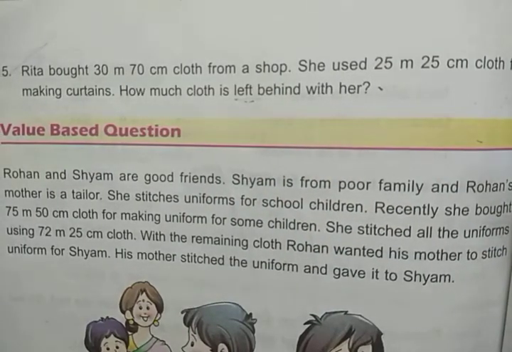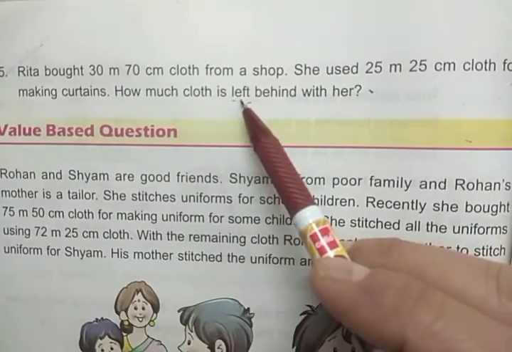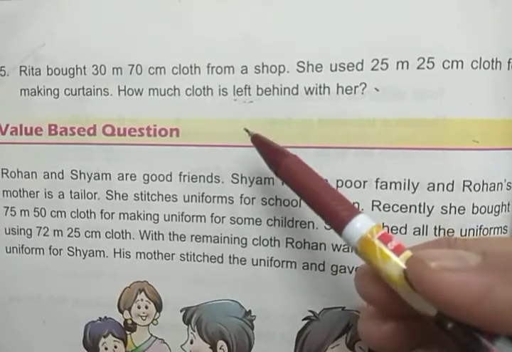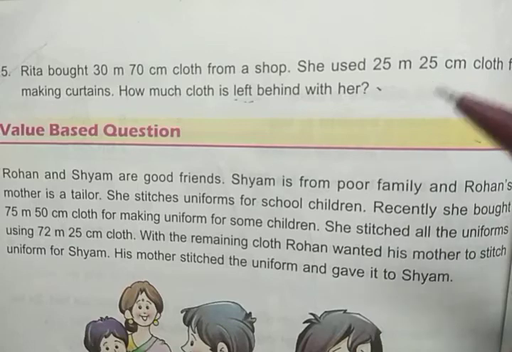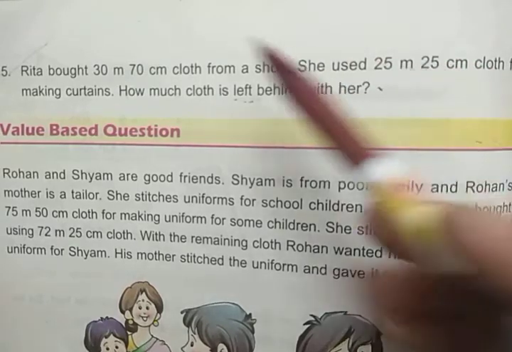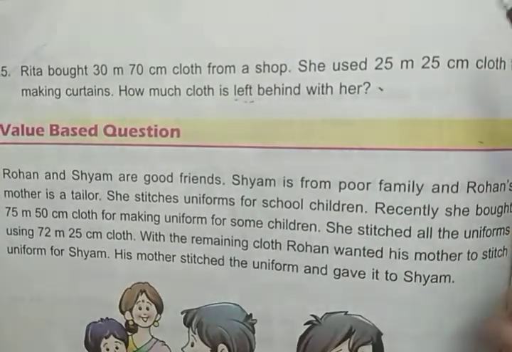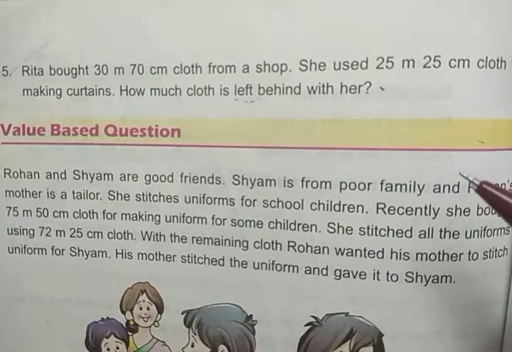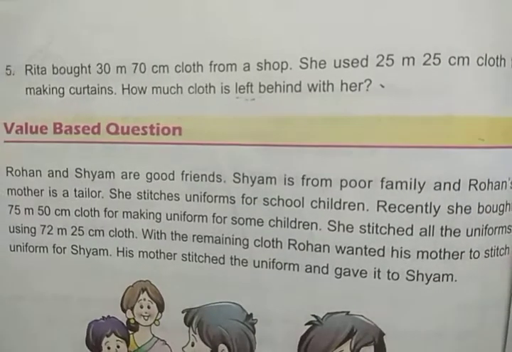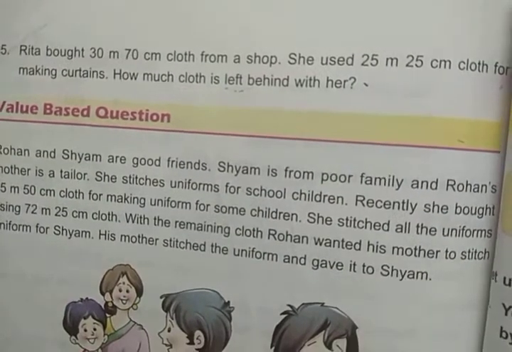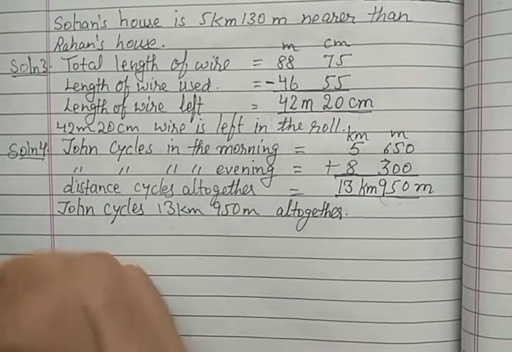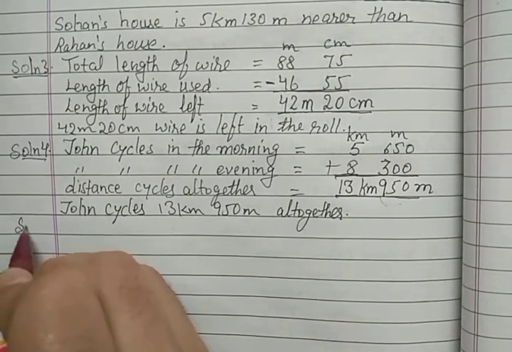So again there is a keyword in this question, that is left. So our keyword here is left, and you know what we have to do, we have to subtract. Total length is given, how much has been used is given, and now we have to find out the left cloth. So let us do this question also. This is the last question of this unit. So solution number 5.